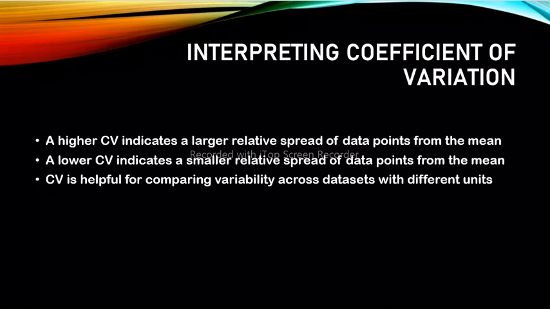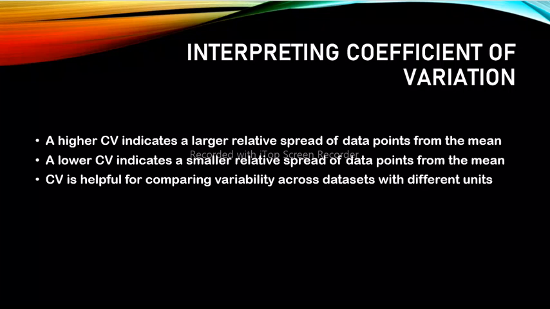Interpreting the coefficient of variation. Just like with standard deviation, a higher CV signifies a larger relative spread of data points around the mean. Conversely, a lower CV indicates that the data points are clustered closer to the mean. The key advantage of CV is that it allows us to compare the variability of datasets even when they are measured in different units. For example, we can compare the relative spread of income levels in dollars and exam scores in percentages using the coefficient of variation.